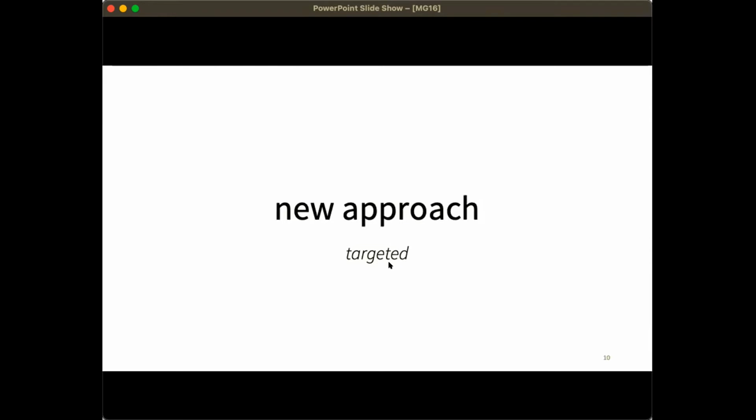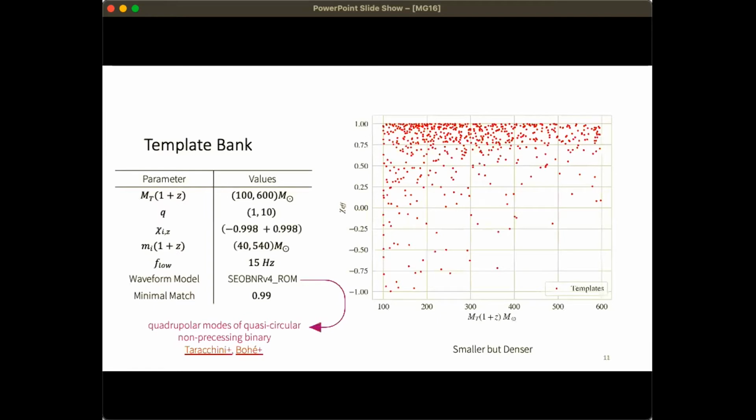Specifically, we designed our template bank to look for gravitational wave signals whose detector frame mass is close to 100 to 600 solar mass and have mass ratios between 1 to 10, provided the secondary component is heavier than 3 solar mass. Since we have absolutely no idea about the spin distribution of intermediate mass black holes, we allowed the templates to have spins between plus minus 1. By the way, we still assume that our signal is well modeled by the dominant modes of a quasi-circular non-precessing binary, and we place the templates stochastically with a minimal match criterion of 0.99, which simply means that we allowed for a maximum SNR loss of 1% due to the discrete nature of the template bank.